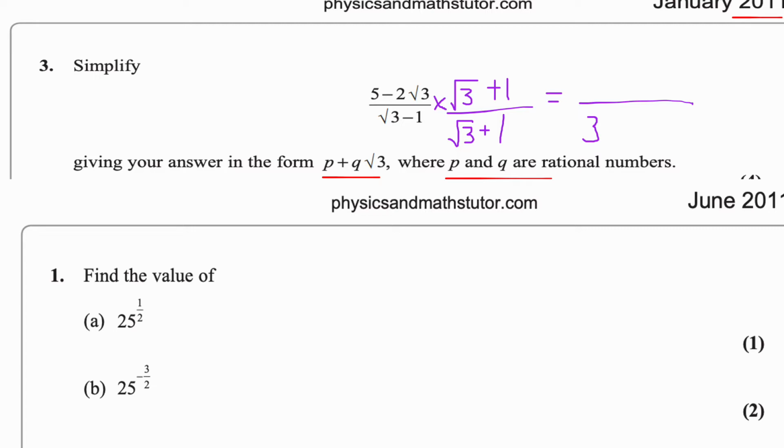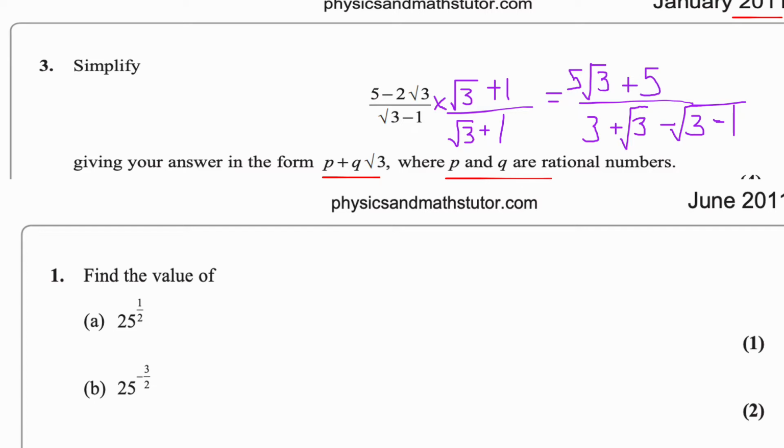Root 3 times 1 is going to be plus root 3. Then I've got minus 1 times root 3, which is going to be minus root 3. Then I'm going to have minus 1 times positive 1 is going to be minus 1, because a negative times a positive gives me a negative. On the top, I'm going to have 5 lots of root 3, which is going to be 5 root 3. Then I'm going to have 5 times positive 1 is going to be 5.